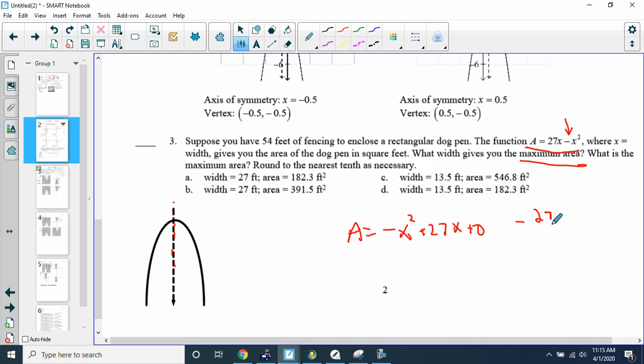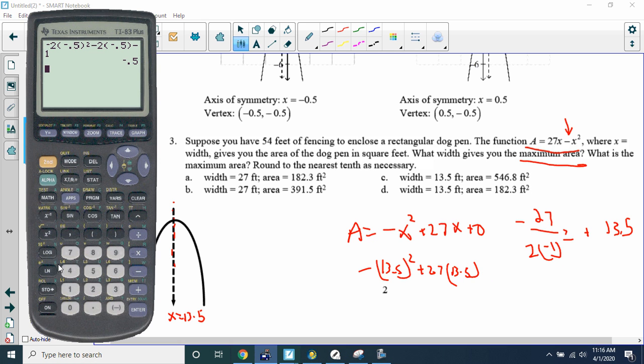-b over 2a. So a is -1, so it's 2 times -1. All right, and this is going to be positive 13.5. So that's the axis of symmetry, x equals 13.5. But to find the maximum height, I'm going to take that 13.5 and put it into this equation here. So I'm going to do -13.5 squared plus 27 times 13.5 and get that answer.